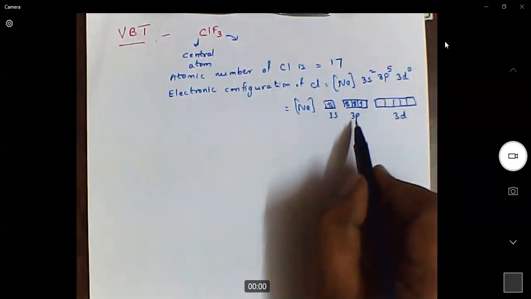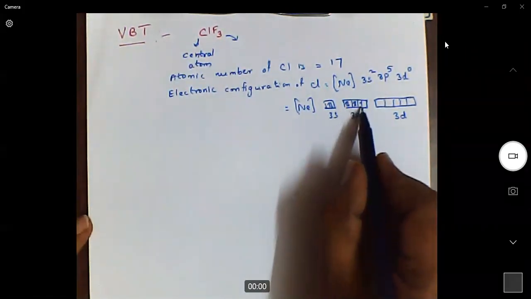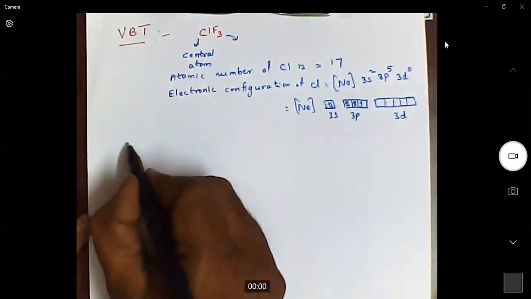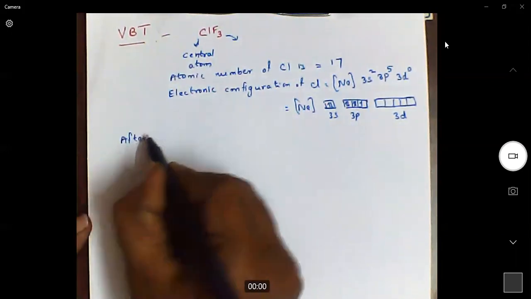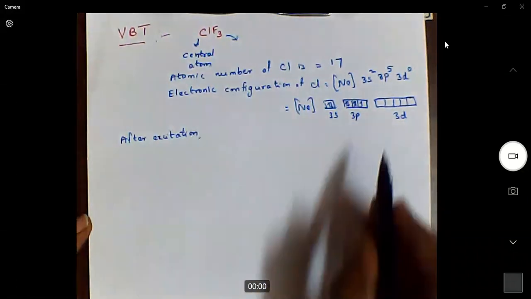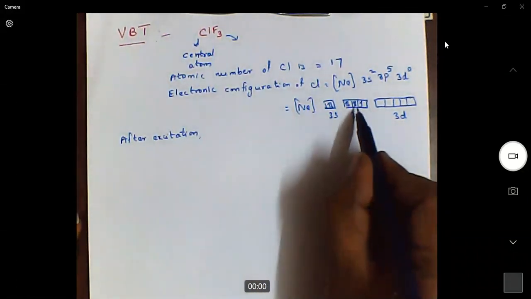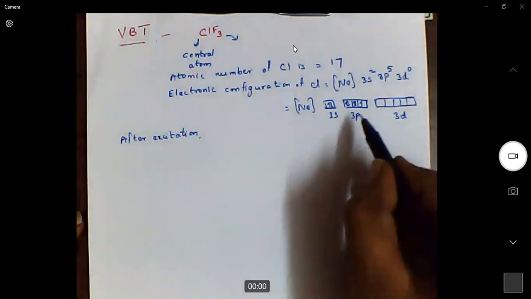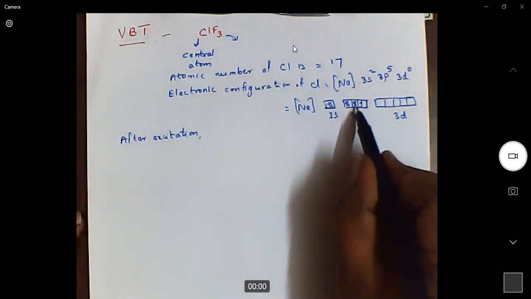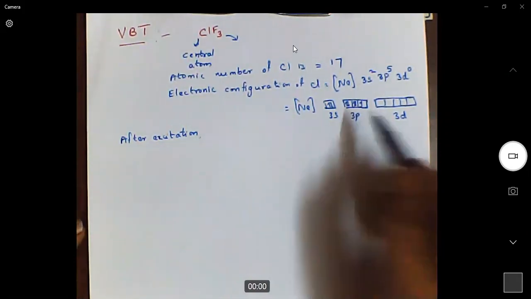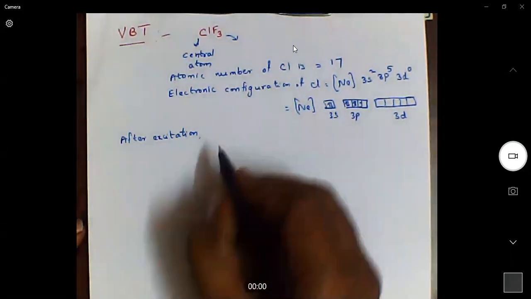Yeah, in order to generate three bonds with fluorine, we must have three single electrons. But in chlorine, there is only one single electron, right? So chlorine must undergo excitation. That means chlorine will excite one of the electrons from the lone pair, from the 3p orbital to the 3d orbital. So because of this excitation, we will have three unpaired electrons.